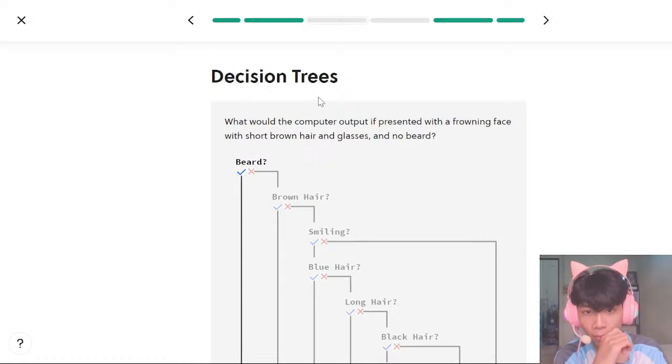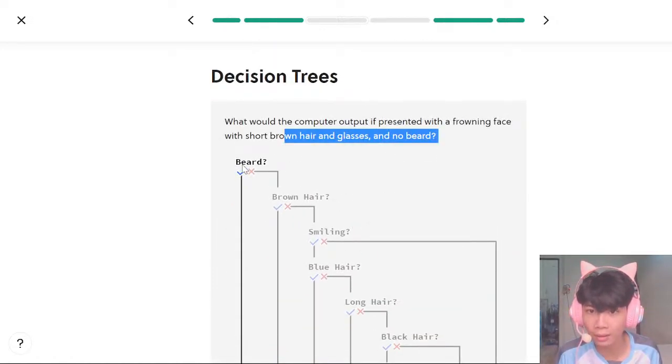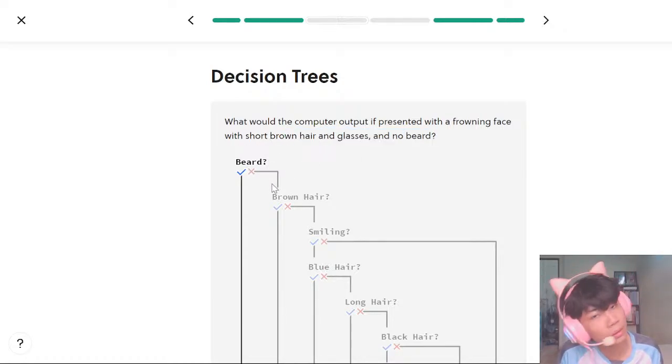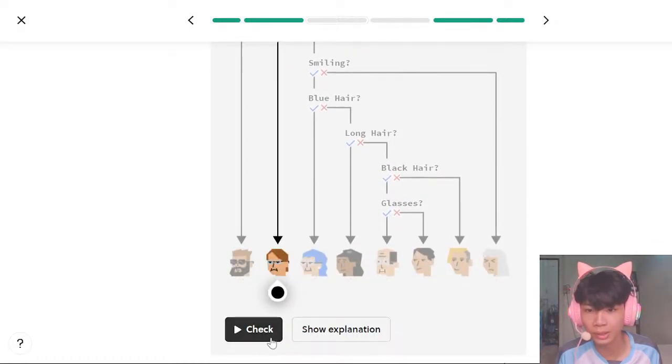What would the computer output if presented with a frowning face with short brown hair and glasses, and no beard? Frowning face with brown hair, no beard, is false. Brown hair is true, and glasses is true, just check.